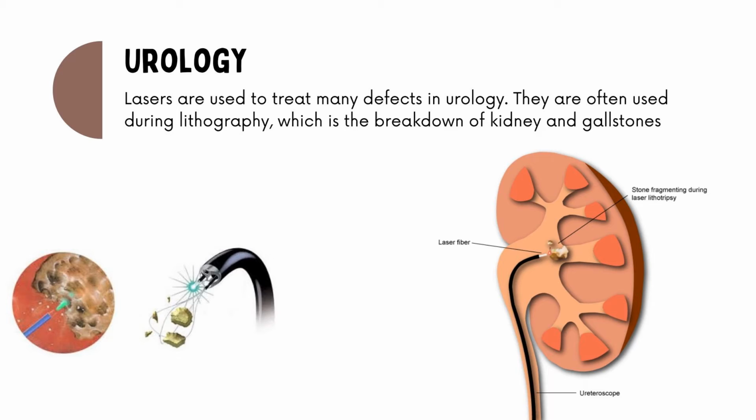In urology, lasers are used to treat many defects. They are often used during lithotripsy, which is the breakdown of kidney and gallstones. In the treatment, a special instrument, which is a ureteroscope, is inserted through the urinary canal to reach the kidney. With this device, the stone is found and displayed. With the laser fibers passing through this tool, the stones are broken. After this process, the stones become like sand and are thrown out of the body. Thus, it provides a painless method for the patient.